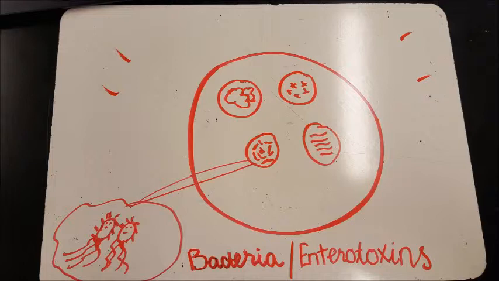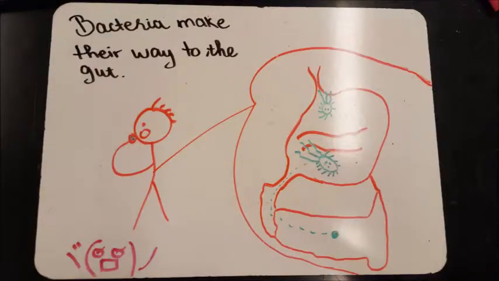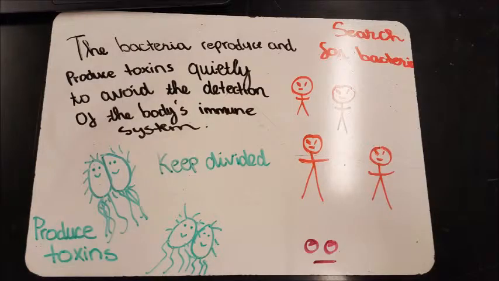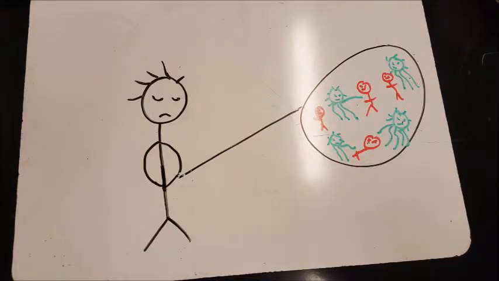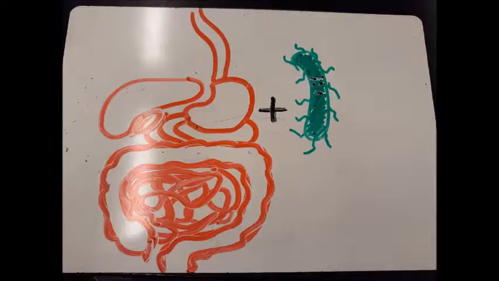Some bacteria or internal toxins make their way to the gut up to 72 hours after eating the opening meal. The bacteria replicate and produce toxins quietly to avoid detection by the body's immune system. These bacteria invade and penetrate the gut lining, setting off a strong immune response, which is the release of pro-inflammatory cytokine proteins, causing gut inflammation and swelling that leads to discomfort.